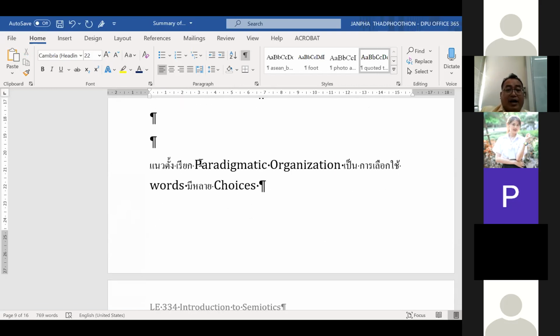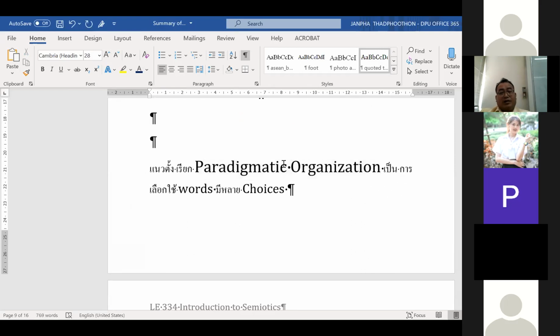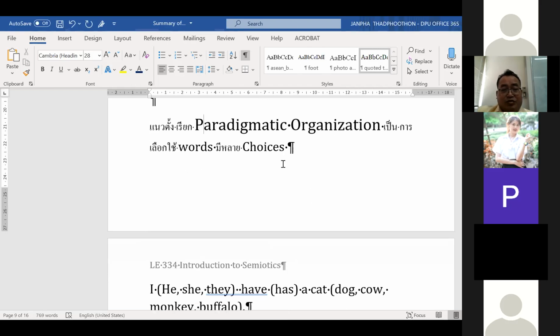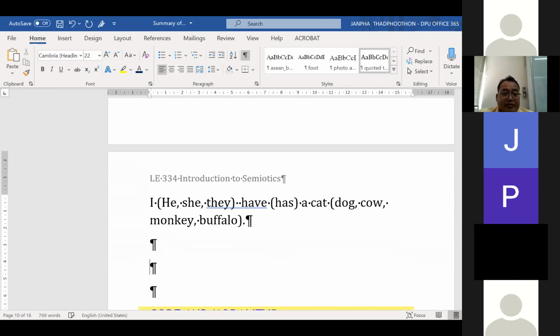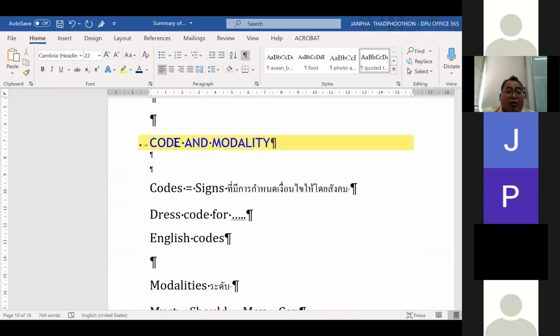And the paradigmatic organization is about replacing signs. You have choices to use and you replace them. You can say "I" or "they have a cat" or "a dog." If you change one sign, the meaning will change. This is not difficult. And then we talk about code and modality.